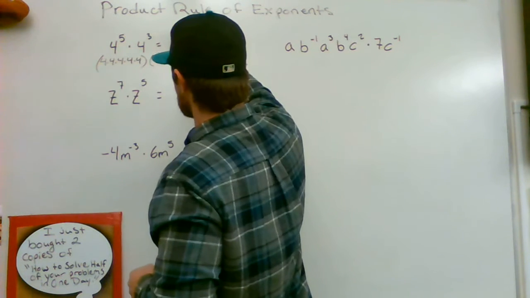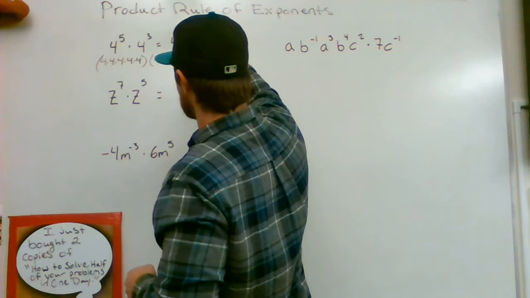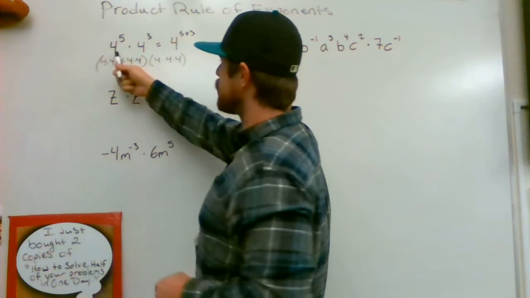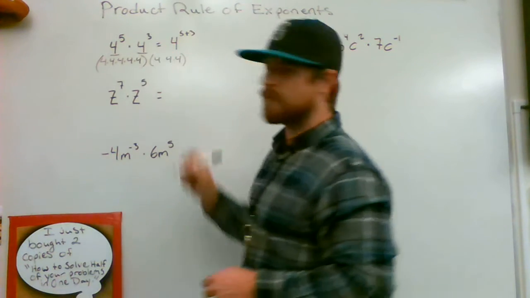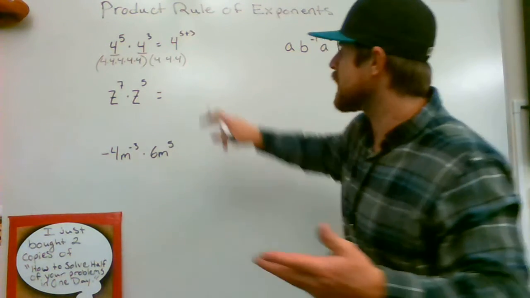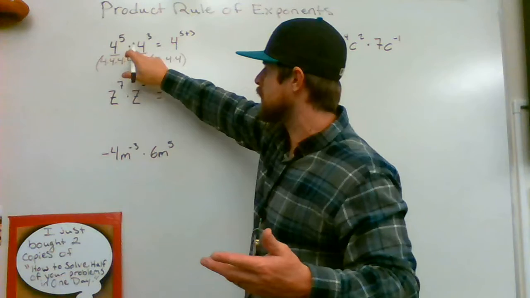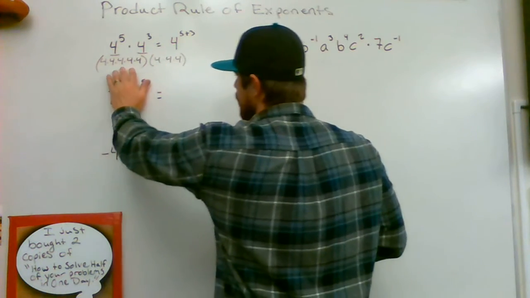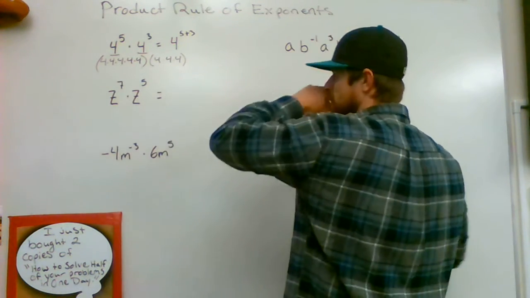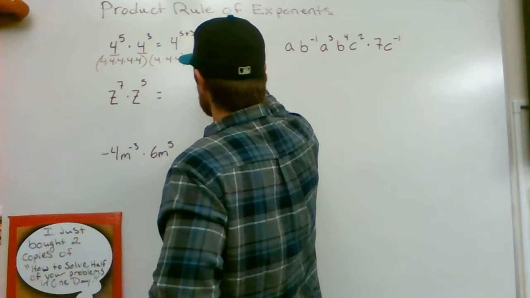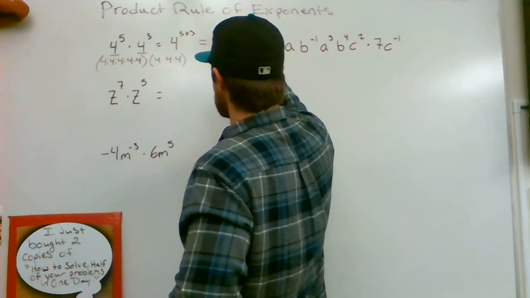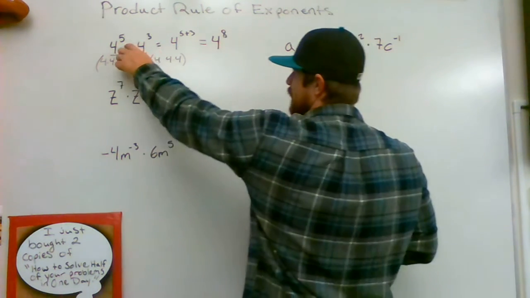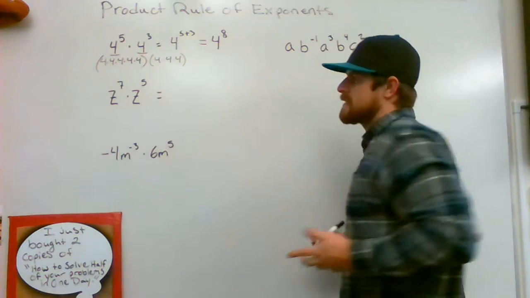And that is the rule. You just say 4 to the 5 plus 3. When your bases are the same, 4 and 4 in this case, we add our exponents together if we're being asked to multiply. So you can see that I have 5 down here plus 3 more, which would give me a grand total of 8 4s. So our answer is 4 to the 8th power because 5 plus 3 equals 8.